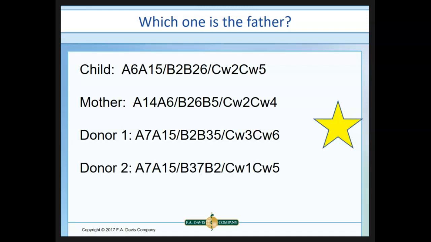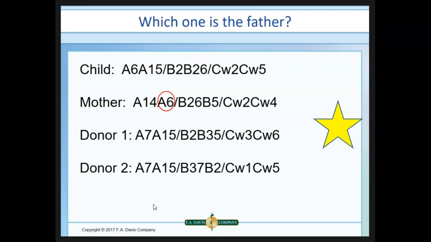Okay, so I'm going to give you this little problem, and we're going to figure out which one is the father. So there's a child, here's their genotype, here's the mother, here's her genotype, here's donor 1 and donor 2. So we don't know which one of these two, if either one, is the father. So the first thing we want to do is find which genes from the child match the mother.